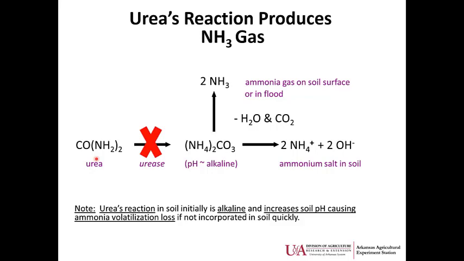And once again, that can be with tillage, irrigation, or rainfall. But essentially, if we can block this hydrolysis or block the function of this urease enzyme and incorporate that urea into the soil or below the soil surface, then we've effectively eliminated that volatilization loss potential.